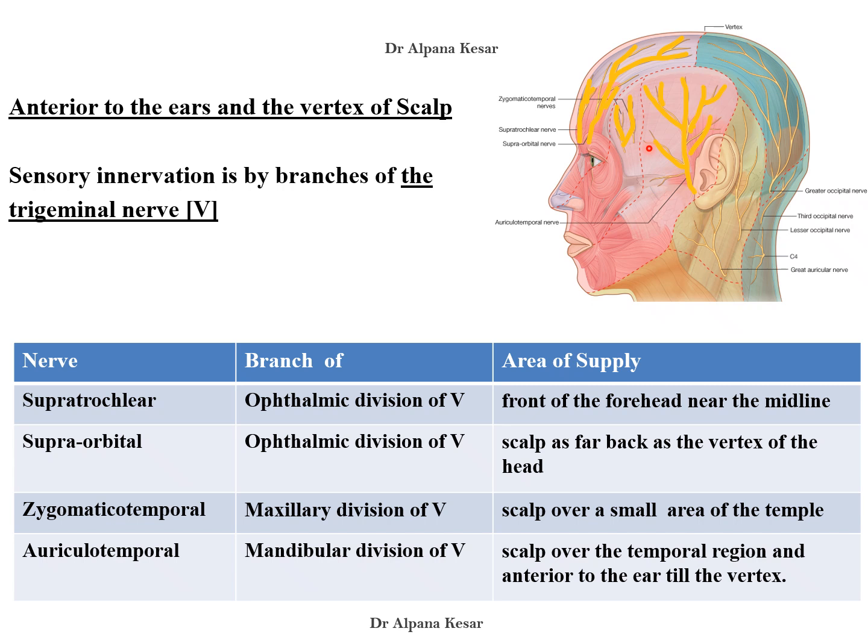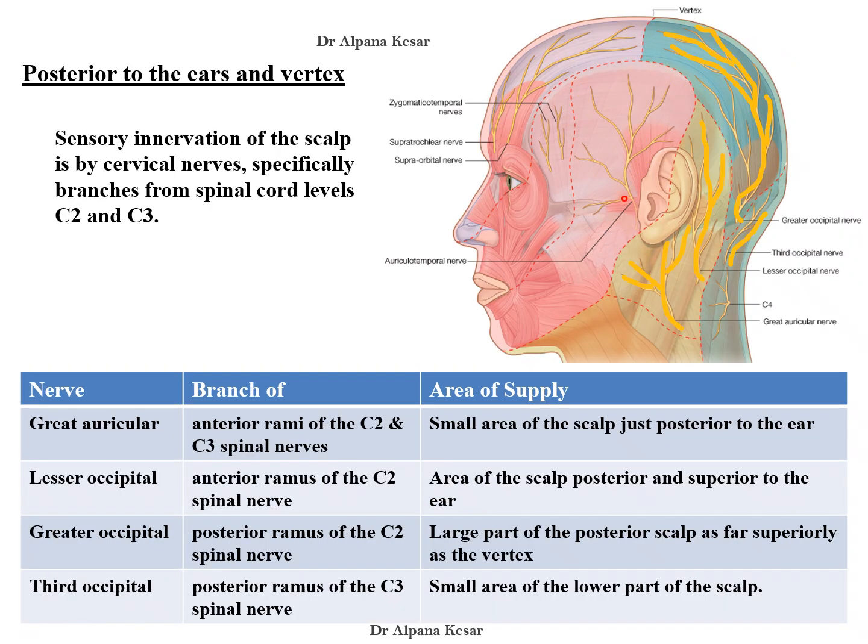So the four branches of the trigeminal nerve are supratrochlear, supraorbital, zygomaticotemporal and auriculotemporal, which are responsible for the sensory nerve supply to the anterior half of the scalp. The posterior half of the scalp gets its sensory nerve supply from the second and the third cervical spinal nerve.